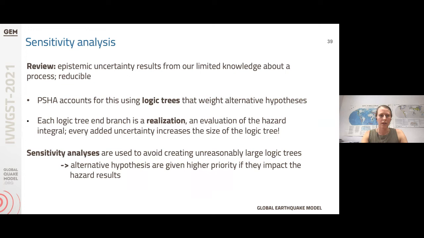So moving on to the sensitivity analysis, as a review, we are using logic trees in PSHA to represent epistemic uncertainties. And these are the uncertainties that result from limited knowledge about a process, either the physics and mechanics of the process or because we don't have enough data. And each logic tree branch, each end branch is representing a single realization, and adding any single uncertainty increases the size of that logic tree. So sensitivity analyses are used to avoid creating unreasonably large logic trees. An alternative hypothesis is given higher priority in a logic tree or more likely to be included in the logic tree if it actually impacts the hazard results.